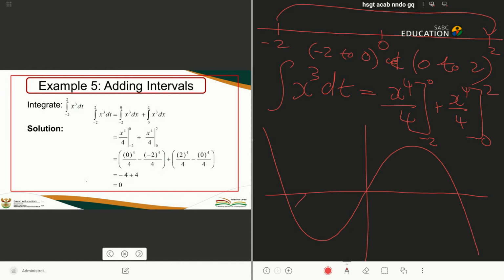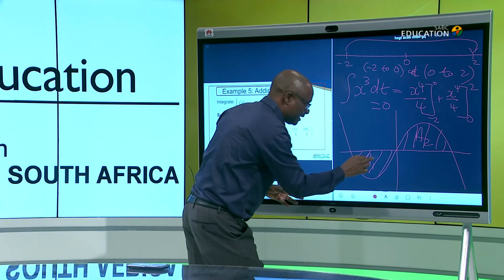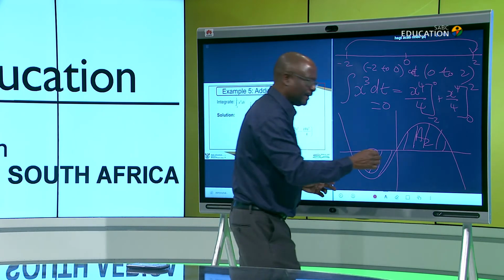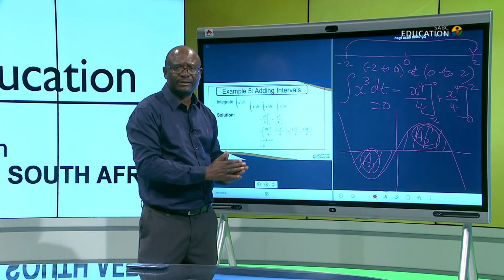Okay, in this case here, our graph is like this. From this, we can say we have area number 1 and area number 2. But if you compare the answer that you get here, where we said it's equal to 0, with the graph, it shows that we have a definite area 1 and area 2. Therefore, it means the two do not tally.